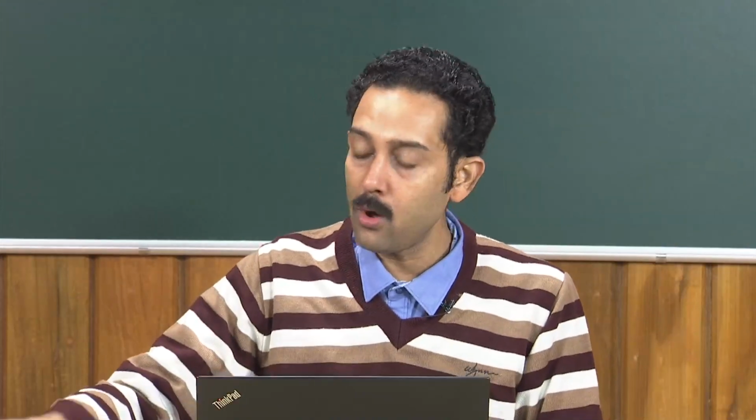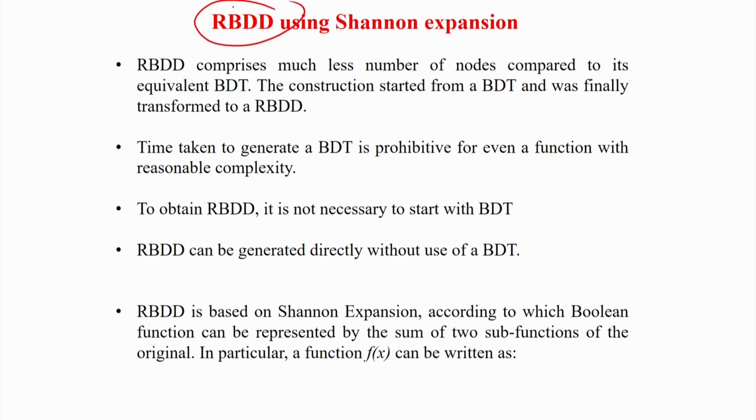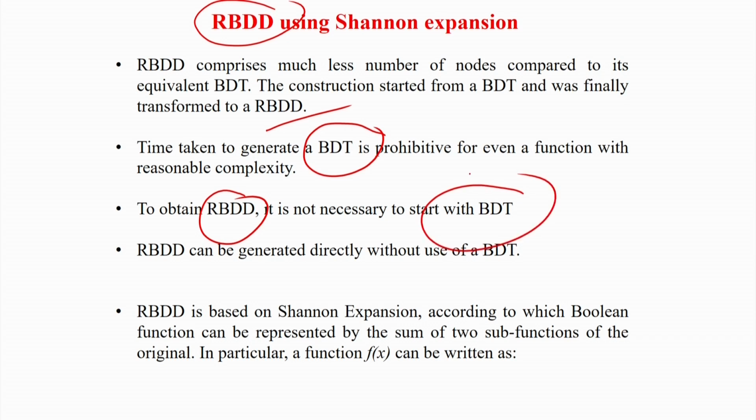So, what do we actually do? We construct reduced BDDs using something called Shannon's expression. As I have told you, the binary decision tree is a very big structure, and the time taken to make a BDD from it is prohibitive. So, to obtain a BDD, we cannot start with a binary decision tree. Our BDDs can be directly generated without a binary decision tree.